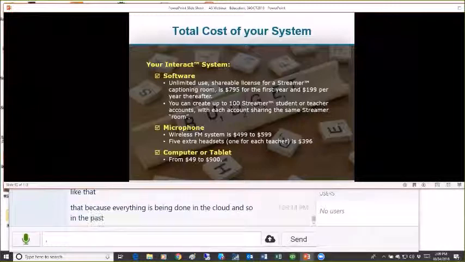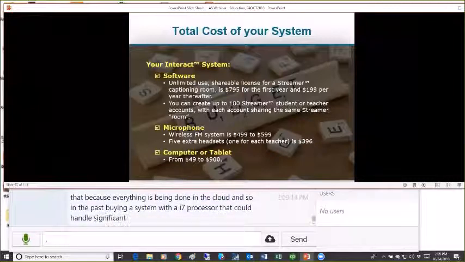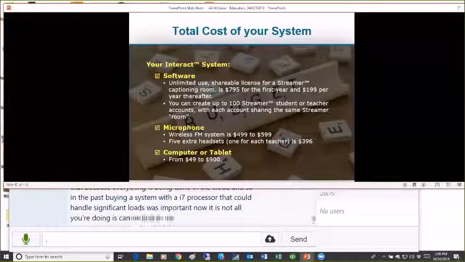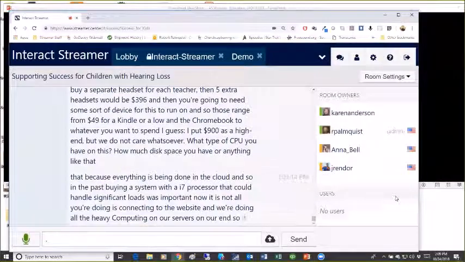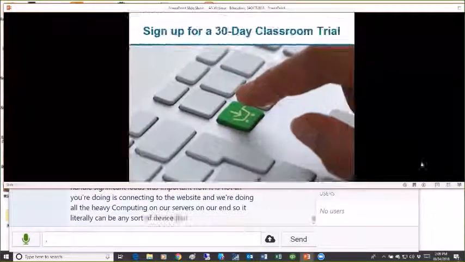And so in the past, buying a system with an i7 processor that could handle significant loads was important. Now it is not. All you're doing is connecting to the website, and we're doing all the heavy computing on our servers on our end. So it literally can be any sort of device that you have.